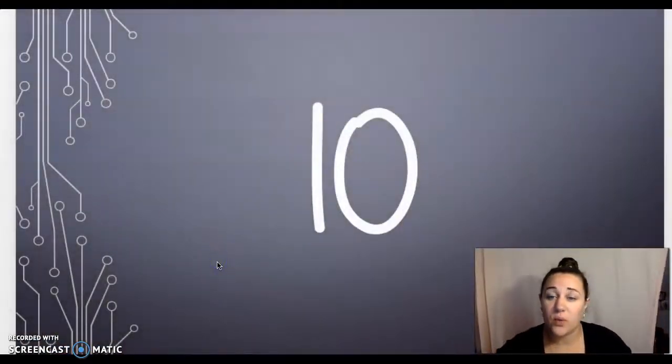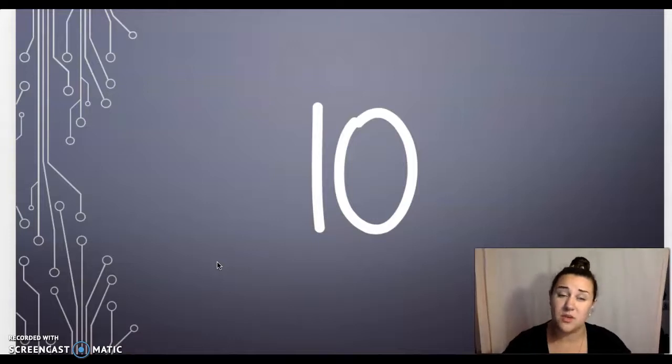So remember, when we skip count by a number or we find the multiples of a number, we always start with that number. So in this case, we're starting with the number 10, because we're skip counting and we're finding the multiples and we're multiplying by 10. So I want everybody to skip count with me.